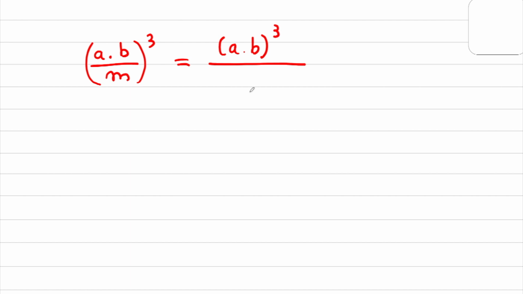You got a times b over m like this one, and inside this we got the 3 outside. The 3 outside here is applied for all numerator and denominator. So the first step, I have to separate the numerator and denominator. Writing here, you got (a times b) to the power 3 with this bracket, because the first step, I just apply 3 for a and b, for the numerator a and b. And the denominator, you got only m.